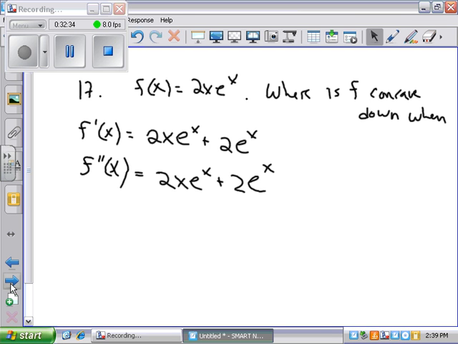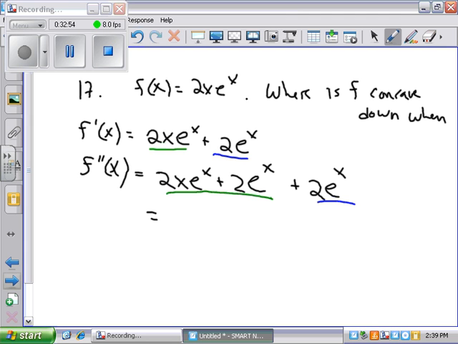Plus, all this was the derivative of just this. We still have to add to it the derivative of that. So we can combine some like terms.